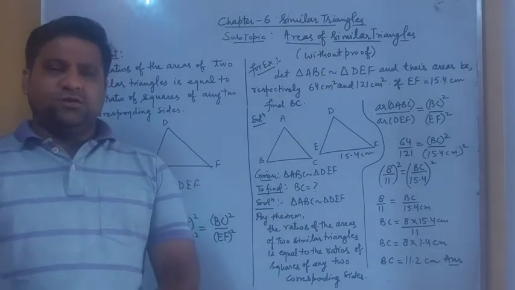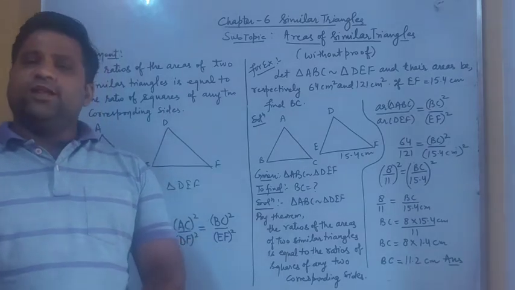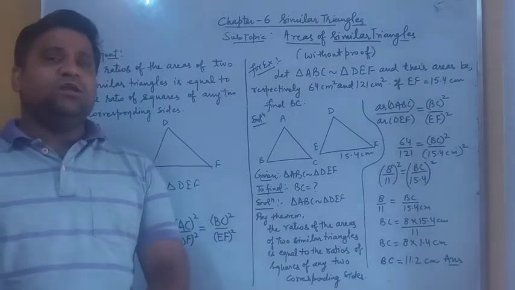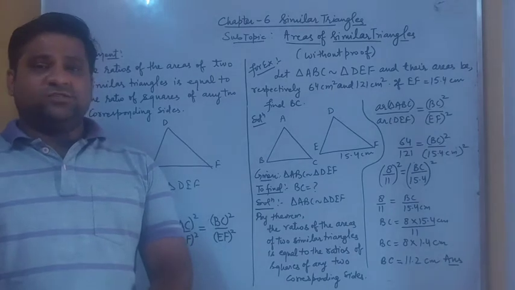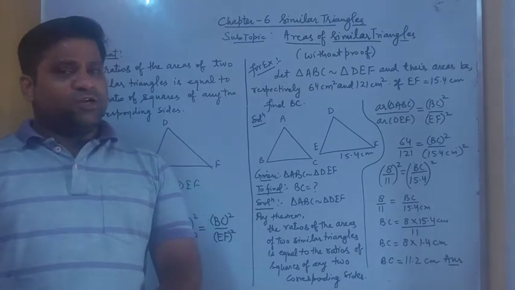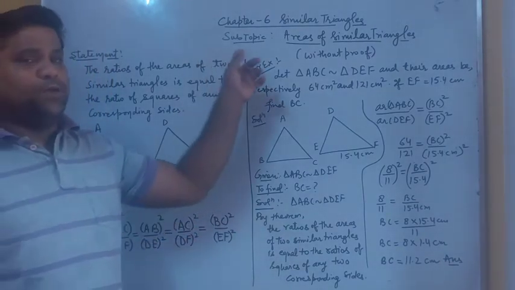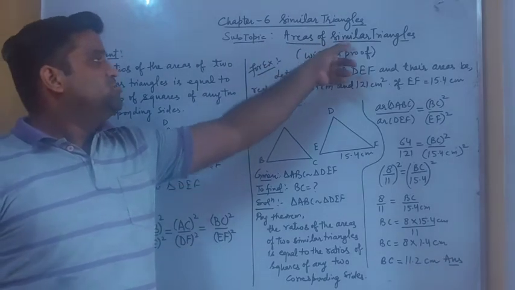In the last video lecture, we studied the criteria for similarity of triangles, and on the basis of this, we did our exercise 6.3. In this video lecture, we will study a new topic of this chapter, areas of similar triangles.